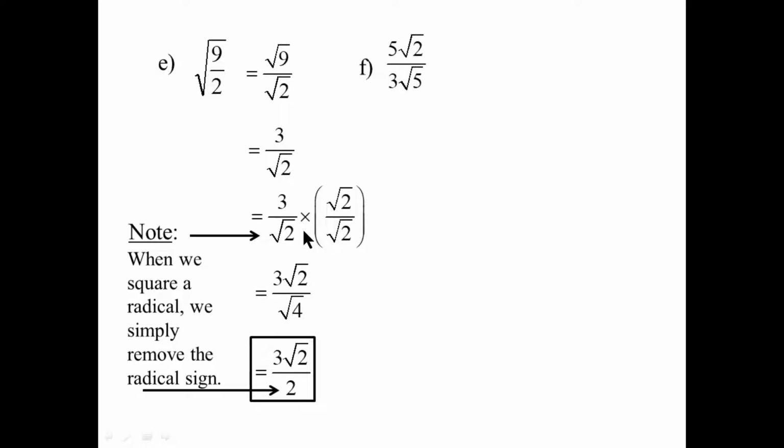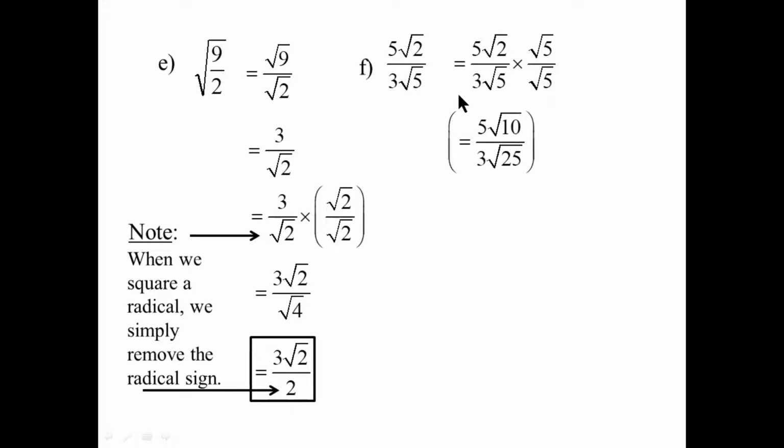Let's do this one. Now, I've seen students say, well, you're supposed to multiply top and bottom by the bottom, and they go top and bottom times 3 root 5. That works, but it's unnecessary work. You don't have to work that hard. Just multiply top and bottom by the radical. And the radical is root 5, and top times top will be 5 root 10. Bottom times bottom will be 3 root 25.